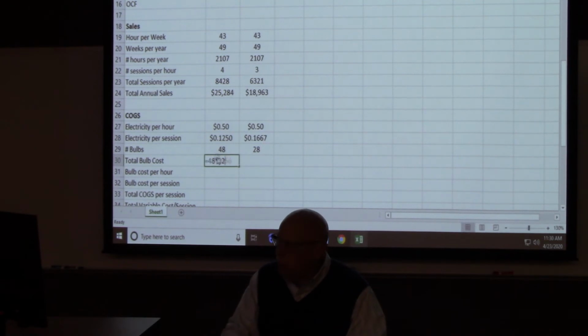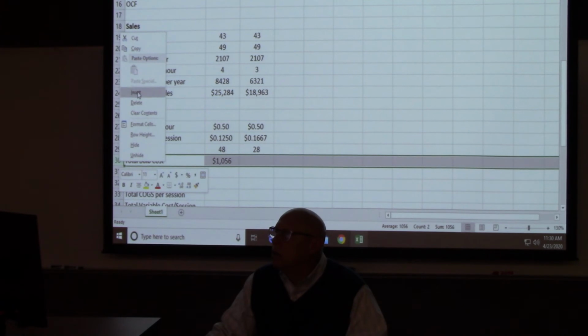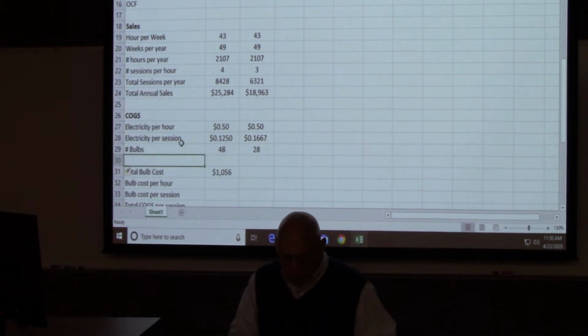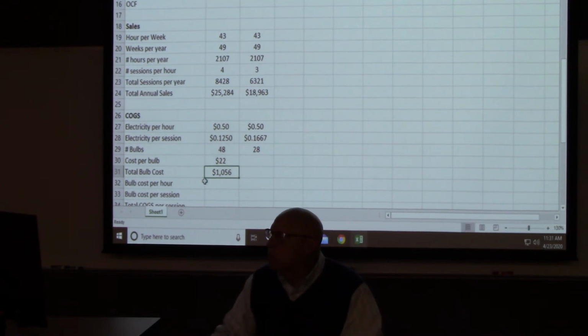And let's do this again. Equals, and let's say insert cost per bulb, $22. And let's move that over here. So equals this times this. That way we have some more detail to look at. And scroll over there, and boy, a lot less.